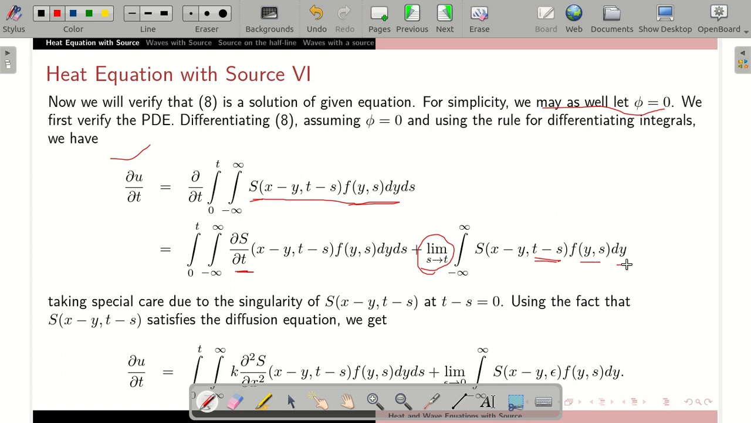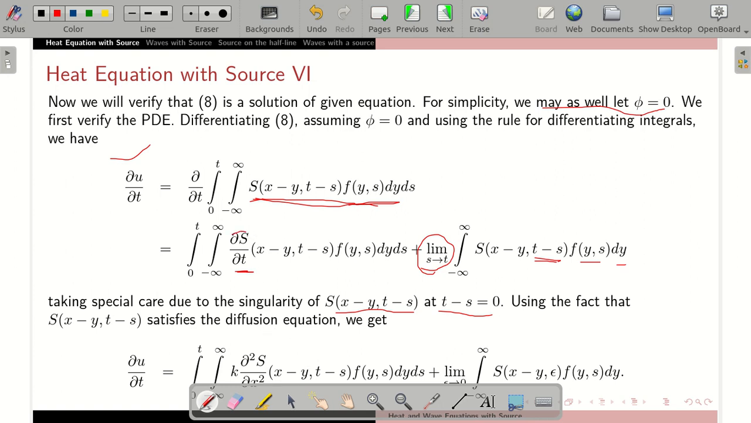Fys dy. Then calculate this expression at lower limit 0, which is 0. So taking special care due to the similarity of s x t minus x minus y t minus s at t equal to s. So now you know that this s satisfies the diffusion equation. So I can write curly s by curly t equal to k times curly 2s by curly x square, as heat equation is ut equal to k uxx.